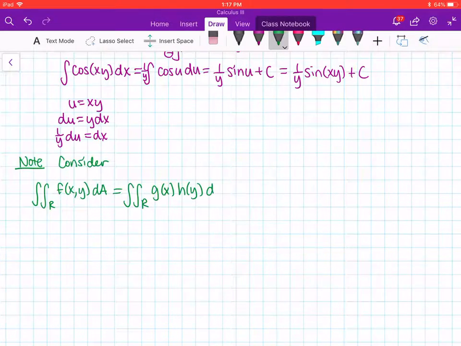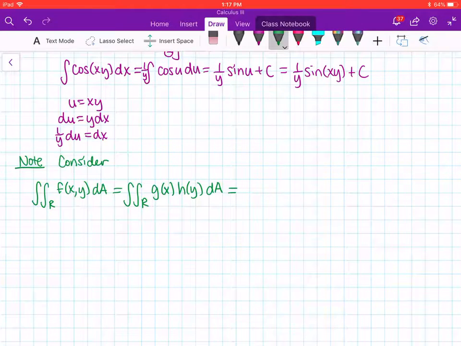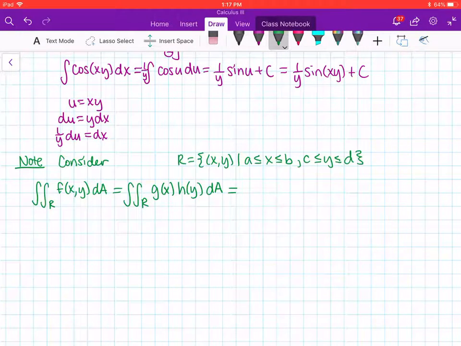And don't worry, we're going to do an example here in the future. The g of x, the only variable in there is x. There's no y's at all. And the h of y, the only variable is y. So we can rewrite this. Suppose we have R as that same rectangle. So we can switch it to going from a to b, and then from c to d of g of x h of y, and then dy dx.